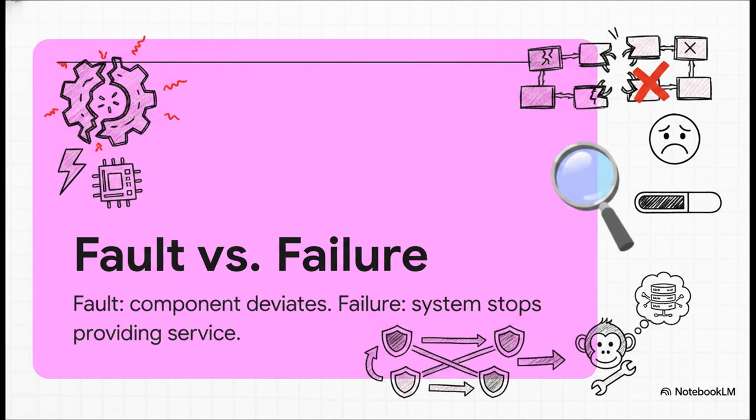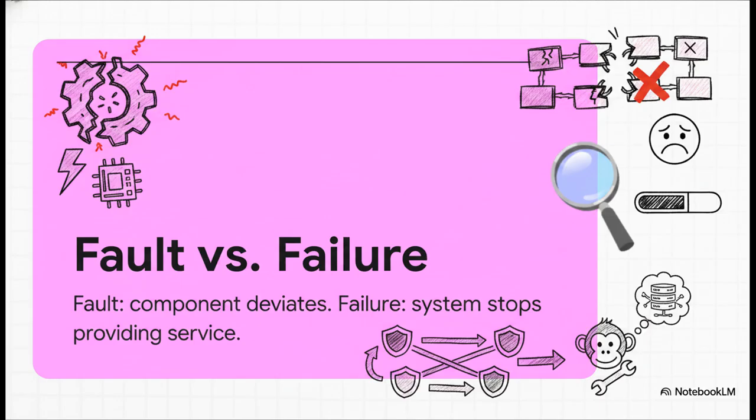Okay, so a fault is when one single component of your system deviates from its spec. A failure, on the other hand, is when the system as a whole stops providing the required service to the user. Our goal isn't to prevent faults entirely because, again, impossible. It's to design fault-tolerant systems that prevent those faults from cascading into total failures.